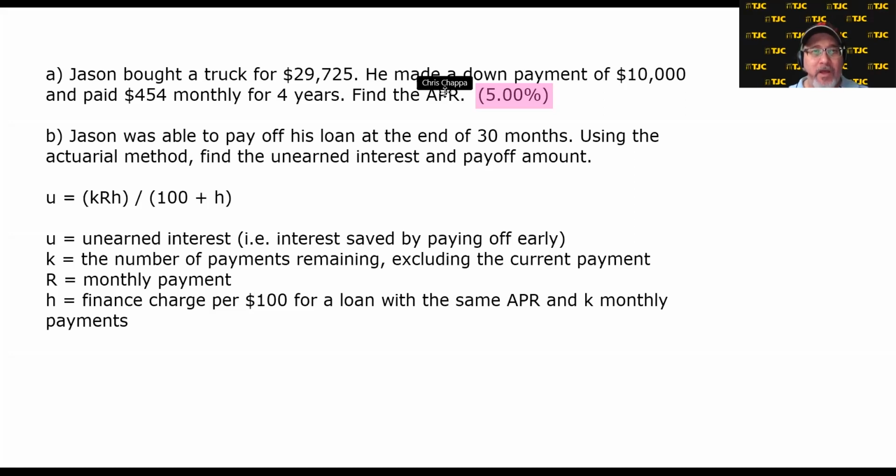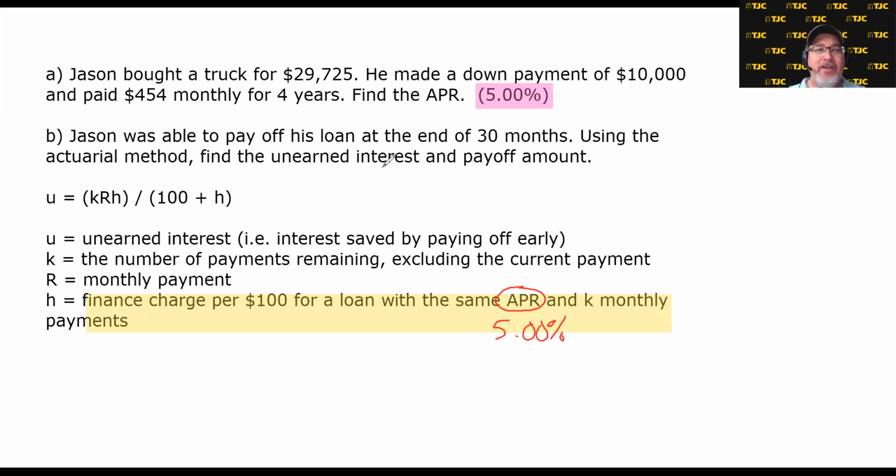We will need a lot of information to use this formula. We will need the number of payments remaining excluding the current payment, which we can figure pretty easily. The monthly payment, which is given to us, it's $554, and the finance charge per $100 for a loan with the same APR and K monthly payments. Let's start with that, shall we? The finance charge per $100 for a loan with the same APR and K monthly payments. Well, we just figured out the APR in the previous part. Our APR was 5.00%.